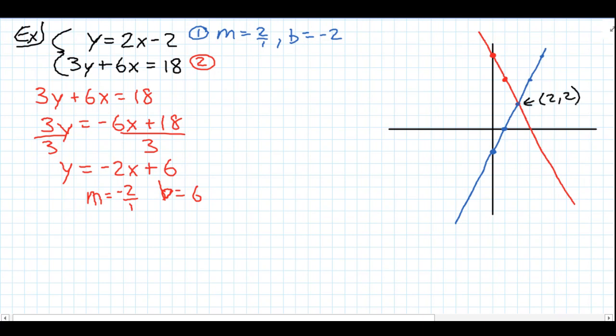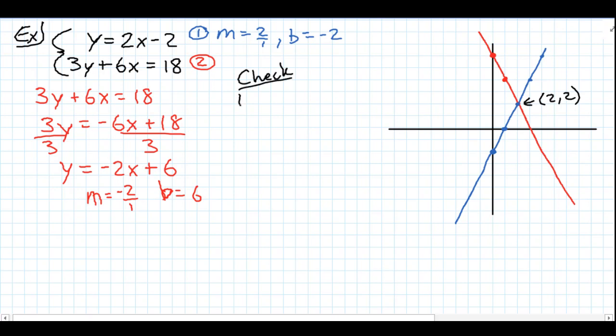What this says is that point 2, 2 is a solution that works for not only the red line, but it also works for the blue line. And that's all you're looking for when you're solving a system of equations. You're just looking for a solution that works for both equations. Check this out. You can actually take that point and plug it into both of them to check. So let's go ahead and check our work here.